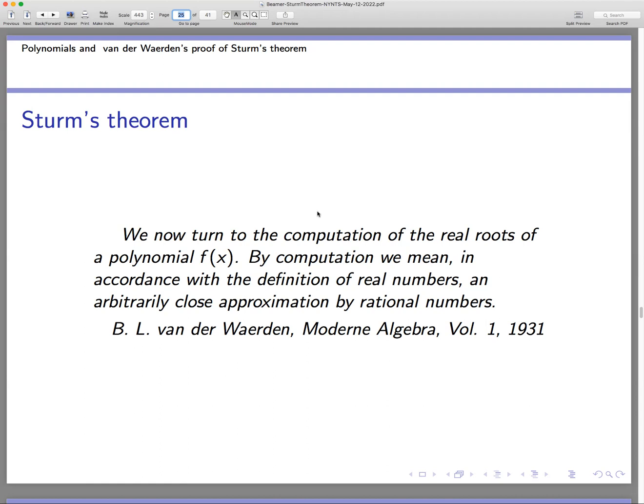It tells you there's no error, there's no waffling, it's not minus some non-negative integer. It's the exact number of roots between some A and B. And I'm following the 100-year-old proof in Van der Waerden's algebra book. And Van der Waerden writes, so we now turn to the computation of the real roots of a polynomial f of x. By computation, we mean, in accordance with the definition of real numbers, an arbitrarily close approximation by rational numbers, which strikes me actually as a very modern way to talk about finding the root of an equation.